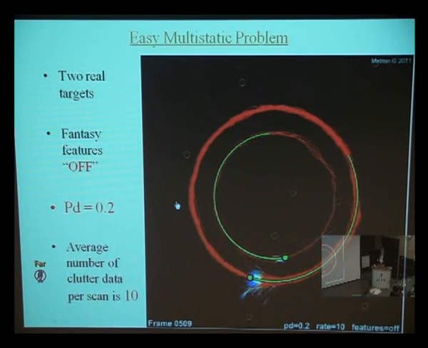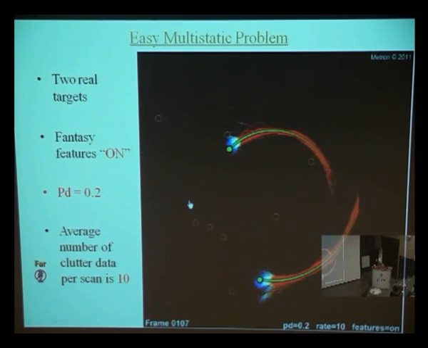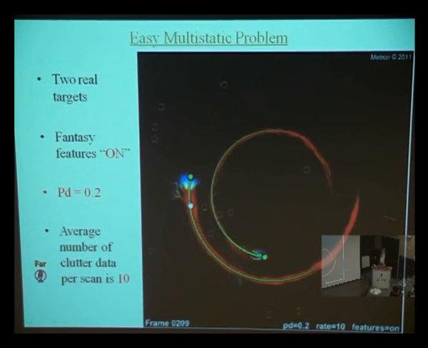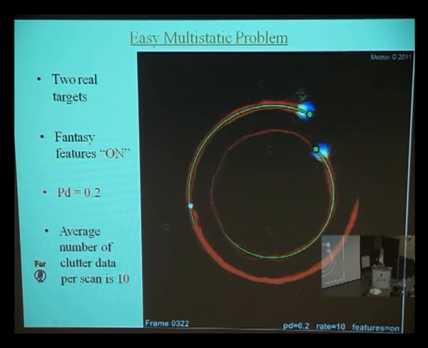Kind of pretty to watch, I suppose. Here is fantasy features on. Still PD is 0.2. Still an average number of 10 per scan. Let me go a little further. See, this time it did not lose target track on that one. It has a little trouble, but it did find it. It's doing well on that. There are fewer spurious, noisy tracks around. They do exist right here, and there are odd little things down in here. And there's a little one that flashes up in here occasionally.